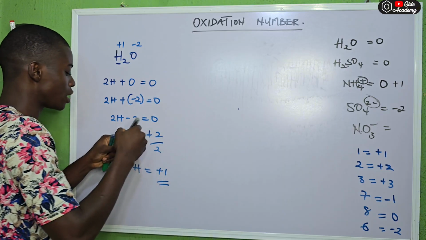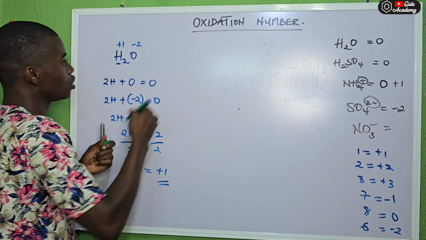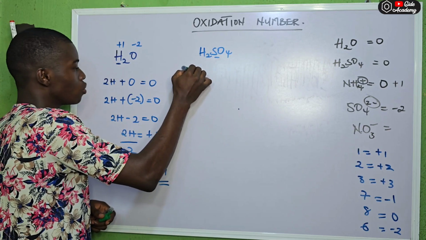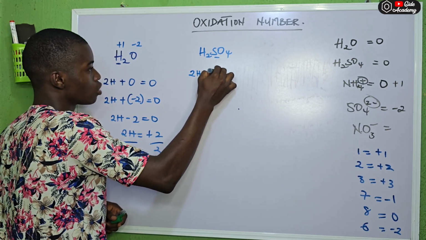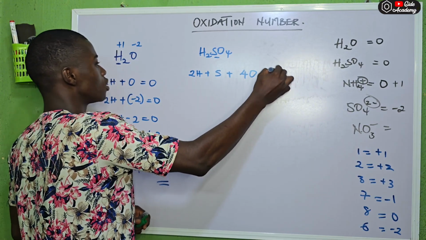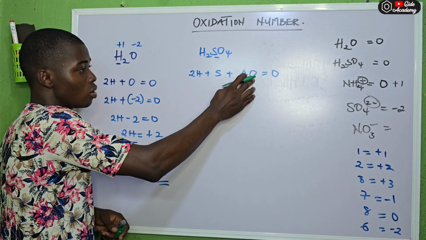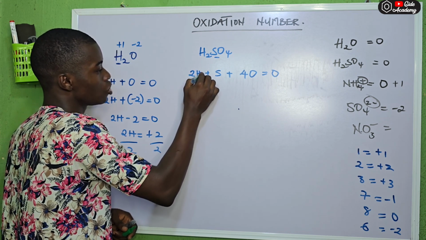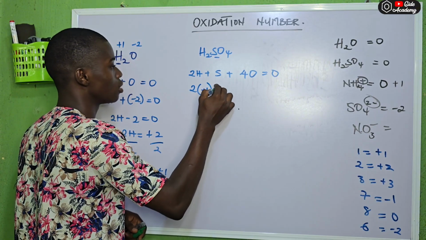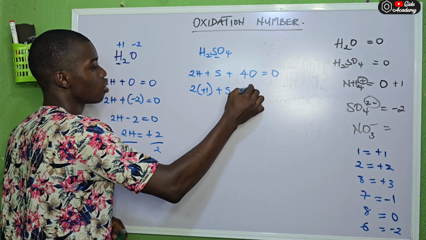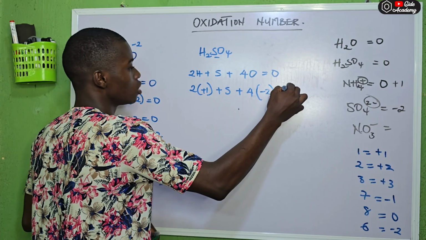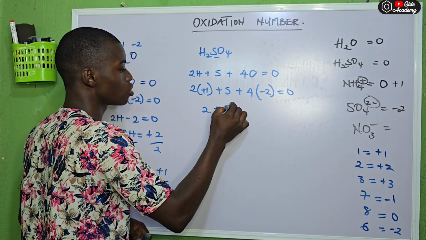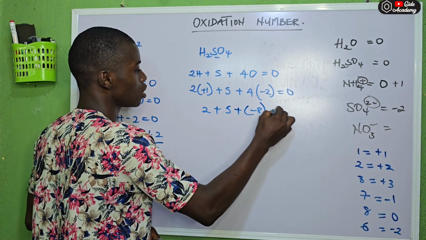So let's try another one. H2SO4. If you are asked what is the oxidation number of sulfur in H2SO4, what you have to do: 2 hydrogen plus sulfur plus 4 oxygen is equal to 0. Please, this is oxygen, not 0. Hydrogen is in group 1, which gives us +1, plus sulfur, plus 4 oxygen, each -2, equal to 0. So 2 times 1 gives us 2, plus sulfur, plus 4 times -2, which gives us -8, equal to 0.